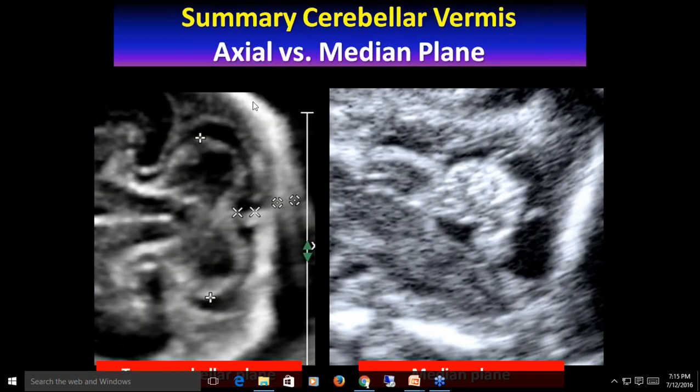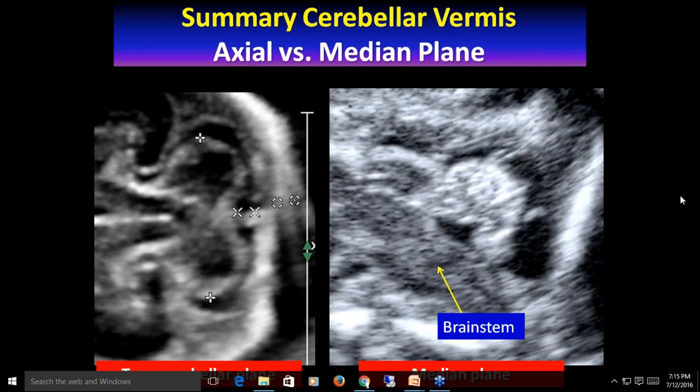So let's compare the axial versus the median plane as far as the assessment of the vermis. In the axial plane, we can clearly see the cerebellum. The vermis we see here in the axial. However, in the median plane, we see the entire vermis in greater detail. The cisterna magna is seen in both. The fourth ventricle is seen in both. However, in the median section, we see the fastigium, or this peak, which is a marker of normal development of the fourth ventricle, and the brainstem is only seen in the median plane.